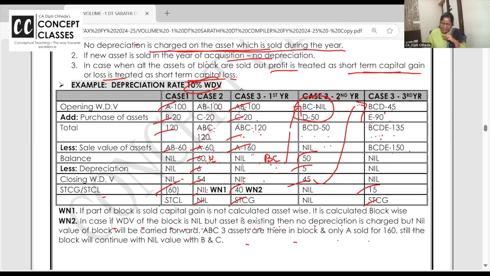Okay. See, B and C are continuing with nil value. A alone is sold for more, but B and C remain. Then add D, then B, C, D continue like that.